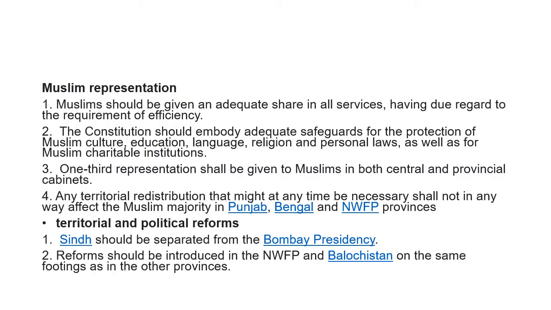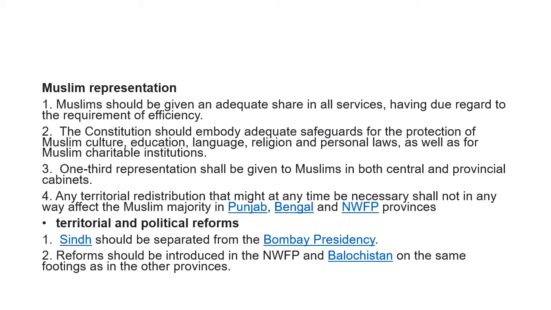About Muslim representation, there were 4 points. First, he said that Muslims should be given an adequate share in all services, having due regard to the requirement of efficiency. Then he demanded that the constitution should embody adequate safeguards for the protection of Muslim culture, education, language, religion, and personal law, as well as for Muslim charitable institutions. And he demanded that one-third representation be given to Muslims in both central and provincial cabinets.